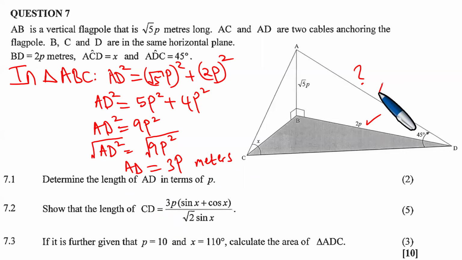So what is AD? AD, therefore, is 3P meters. What's the question?